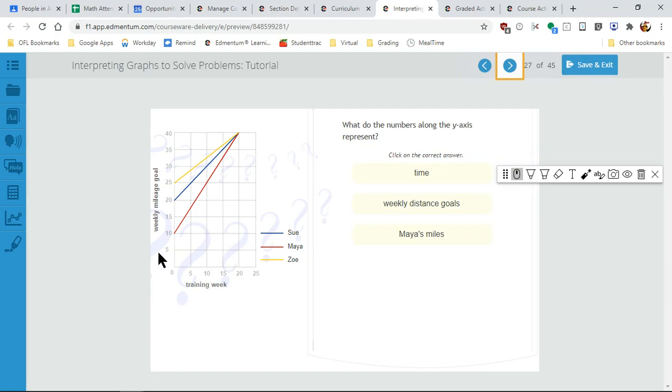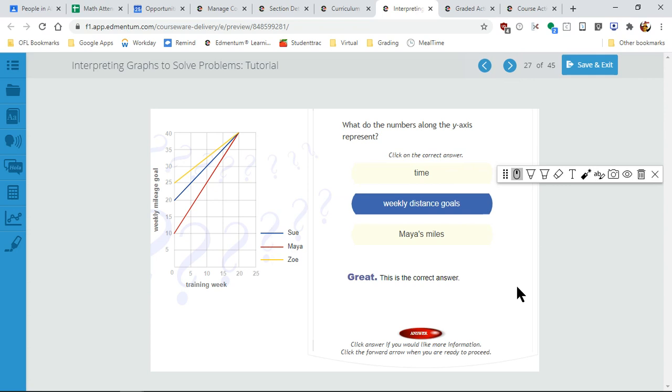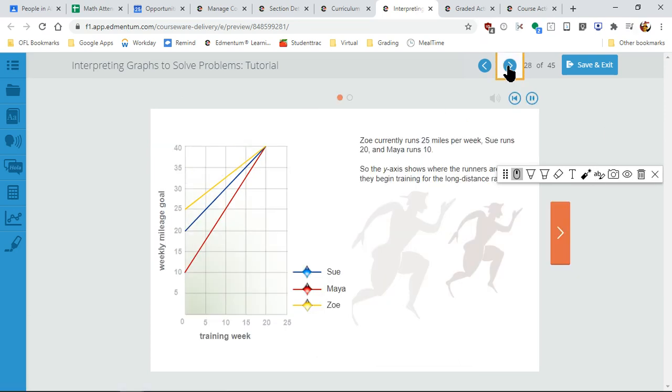What do the numbers on the y-axis represent? That one's easy. It's just your mileage. Or, in this case, our weekly goals. We're trying to figure out how many miles we want in that week. It's not Maya's miles. Maya's miles are the red line. We're talking about our weekly goals here. So again, they're trying to trick you by putting these words in there. So really think about what it's asking. Obviously, if it's Maya, it's just a red line. Is this making sense, everybody?